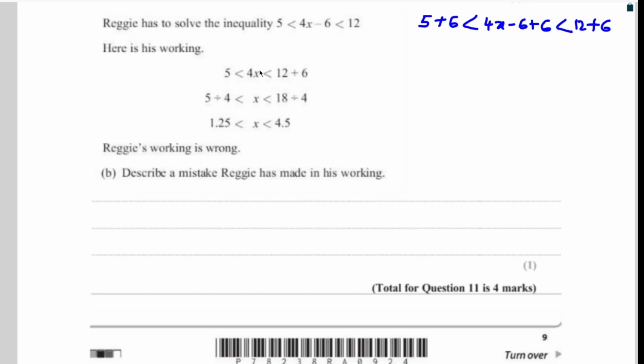He has added only to here and to here. He has forgotten about this side. So remember, there are 2 inequalities. You should add here, here, and here. So that's the mistake that he has made. Then let's write the first step.